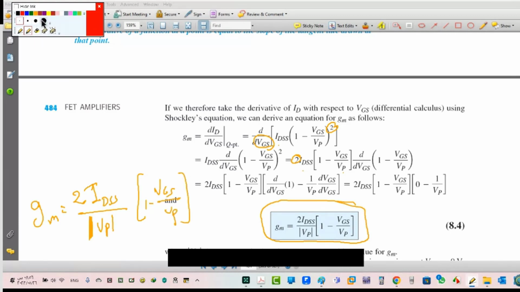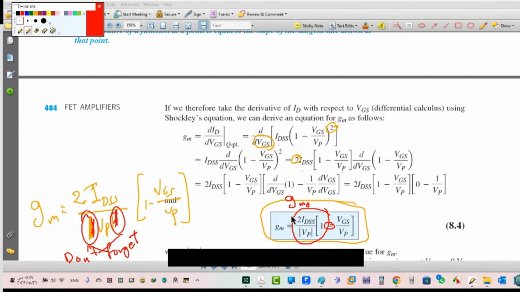Absolute. Don't forget, absolute. Repeat, absolute. Again, we call this part GM0, or GM maximum. See, because here we have a minus, so it decreases. So we call 2 IDSS over absolute VP the GM0.